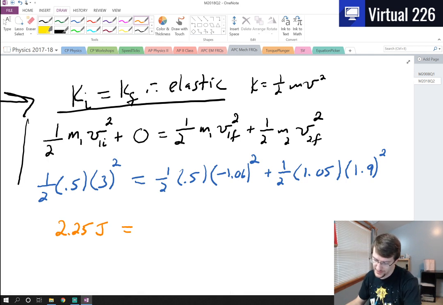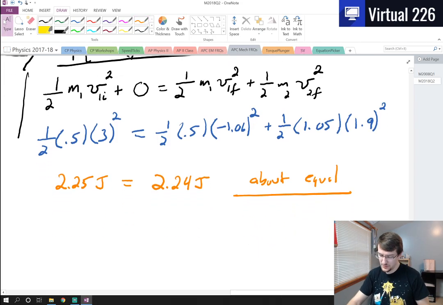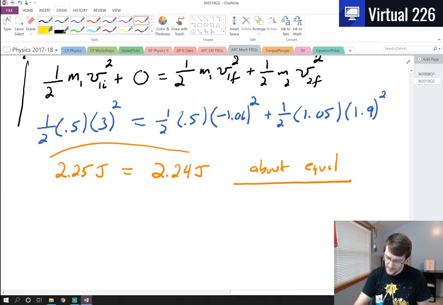Okay, so 1/2 of 1/2 is 1/4. 1.06 squared divided by 4 gives us 0.28. And then 1/2 of 1.05 times 1.9 squared gives us that, and then the 0.2809 gives us 2.24529 joules. Those are about equal. So since those are about equal, I can say those are elastic.